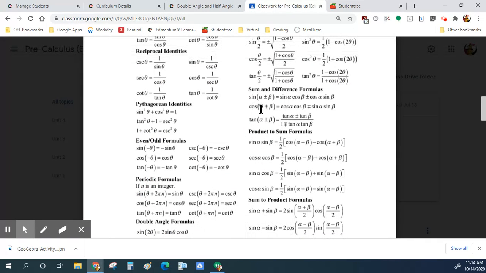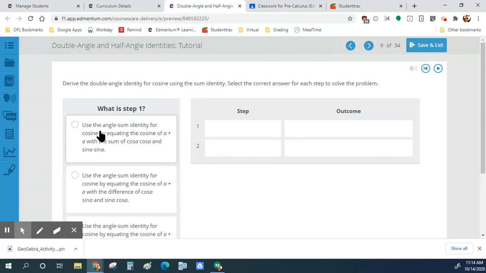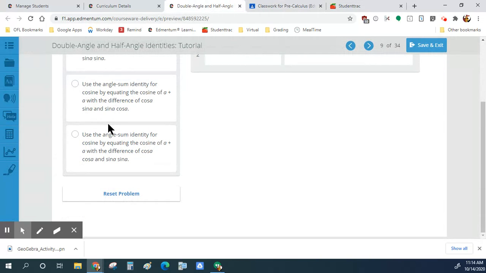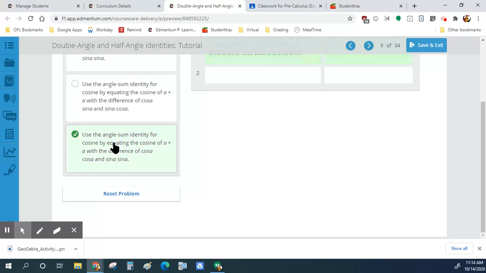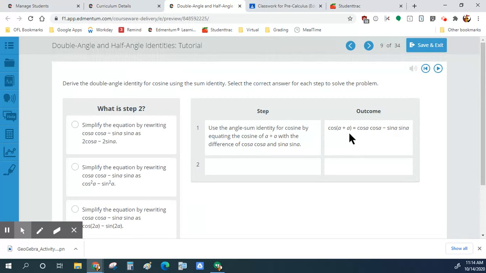So cosine is a difference. So if we're adding two angles that are the same, we're going to do the difference. So that's how come that one was wrong. So I want this to be the difference. And then they show the outcome right here. So if I'm adding these two angles together, because normally it's alpha and then beta, but in this case our alpha and beta are both alpha, it just looks like we're doing the same thing.